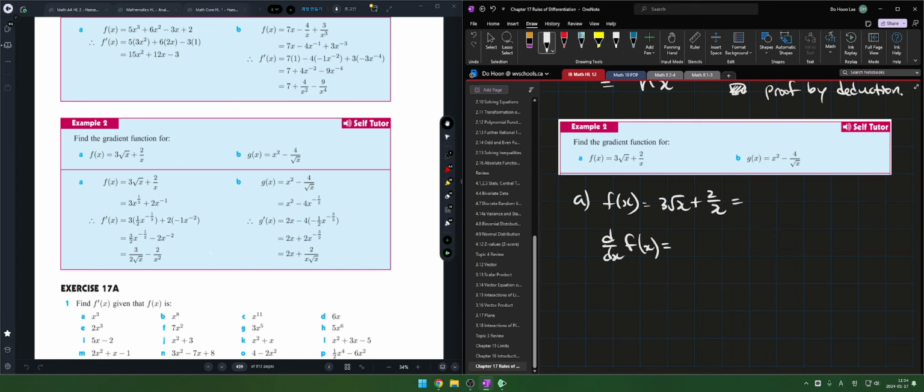First thing that I would have done was to switch this into 1 over 2 here, and then 2 times x power of negative 1. Then we can find the derivative of this. 3 times 1 over 2 goes down, and then 1 over 2 minus 1, plus 2 times negative 1 down, x power of negative 1 minus 1 will be negative 2. This will be over 2 times x power of negative 2.